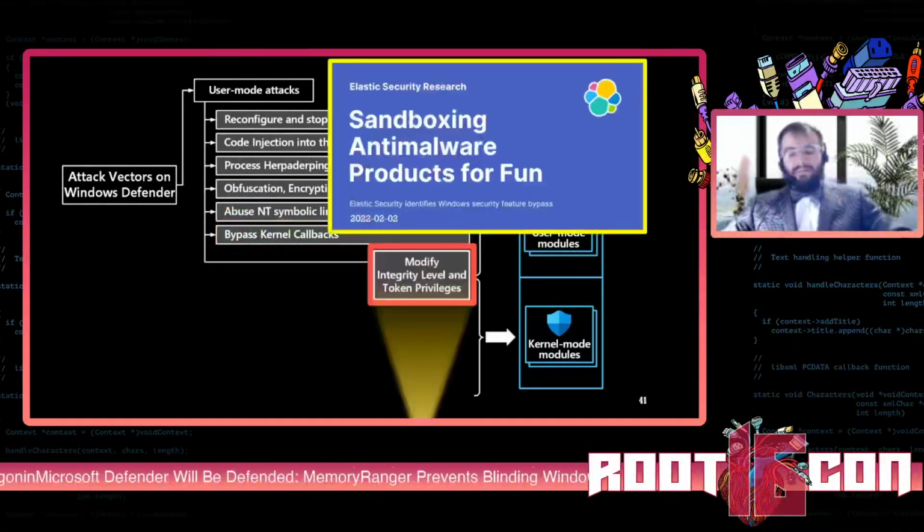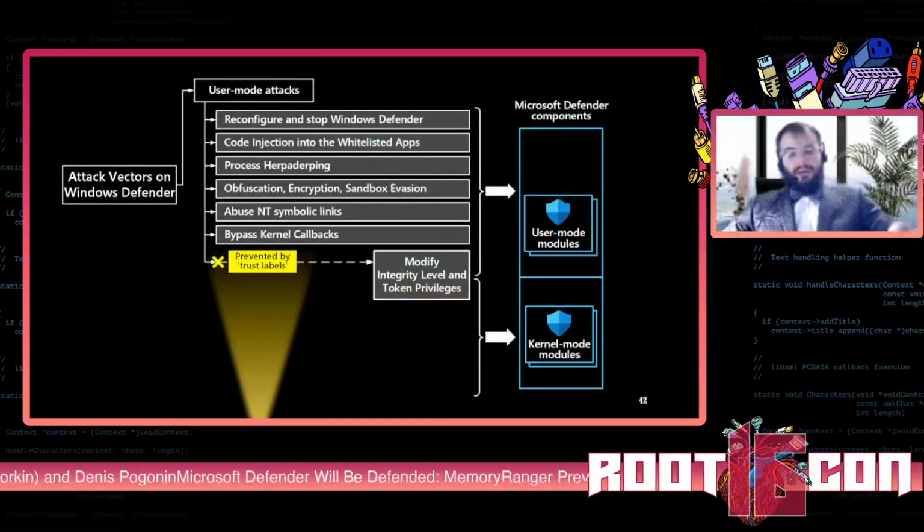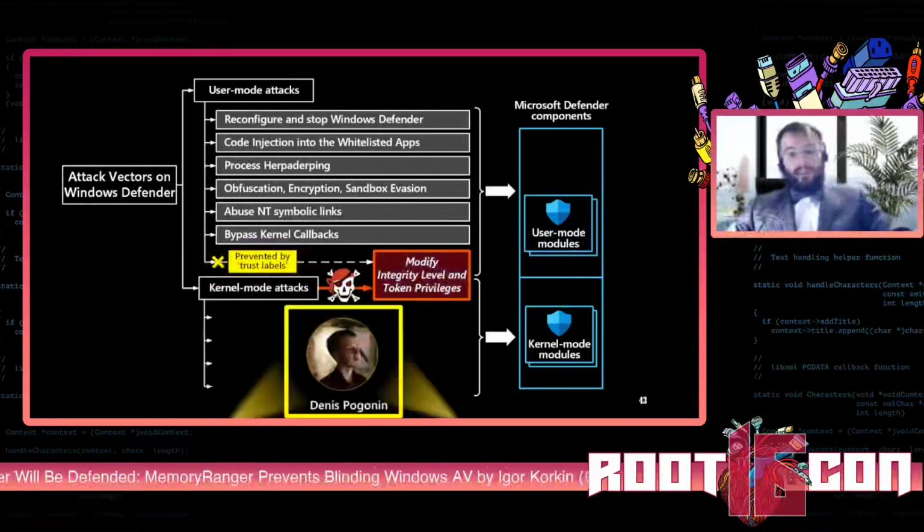Attackers can isolate Microsoft Defender so that it cannot access any file or process. This attack was published just a couple months ago, but this attack can be blocked by Windows feature named Trust Label. My student Dennis has independently discovered the kernel attack that produced the same result and cannot be blocked by trust labels.